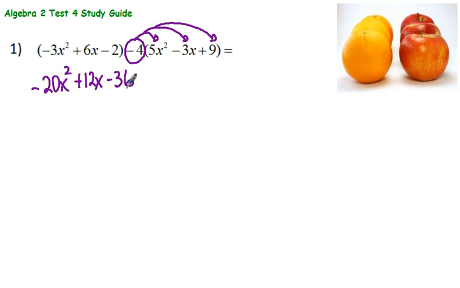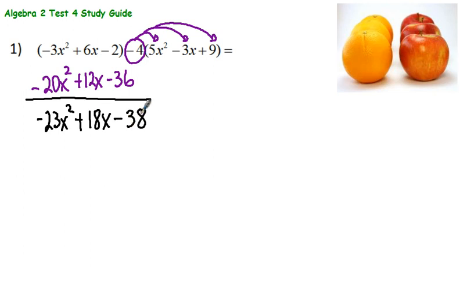And by the way, you don't necessarily have to line it up the way that I'm doing it, but I would really encourage you to do that, because what we're trying to do is make sure we line up our x squareds, line up our x's, and then line up our numbers. So I think it's a safe way to hopefully prevent yourself from making a mistake. 6 plus 12, all right, 18. And 2 and 36, which would give you 38, right? Negative 38. So you'd have a total there of negative 23x squared plus 18 minus 38.